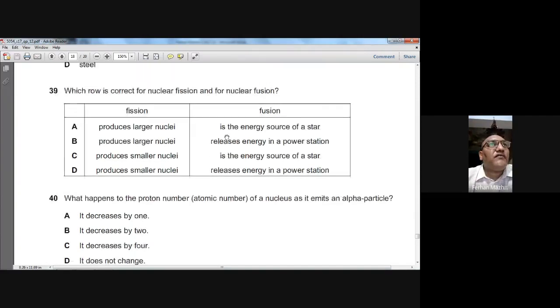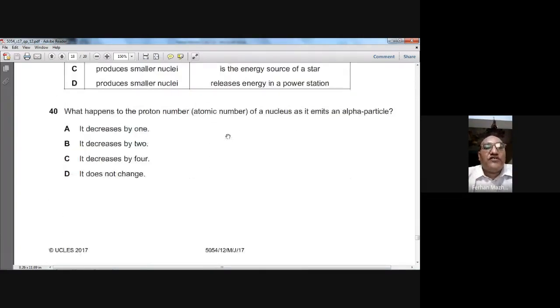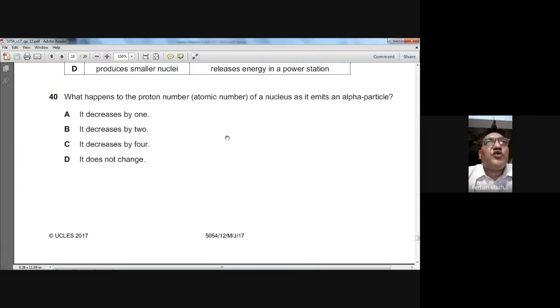Question 40 is on your screen. What happens to the proton number, atomic number, of a nucleus as it emits an alpha particle? When an alpha particle is given out, the daughter nucleus formed will have two protons fewer. Its proton number will be 2 less than the parent nucleus, and its mass number will be 4 less than the parent nucleus. So the proton number should decrease by 2. So B is the option.